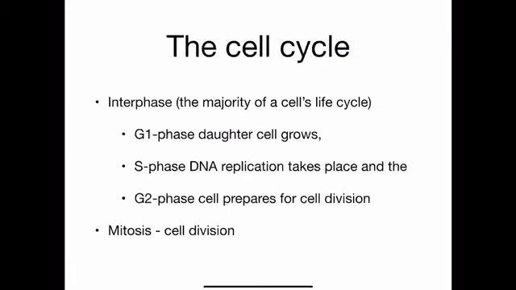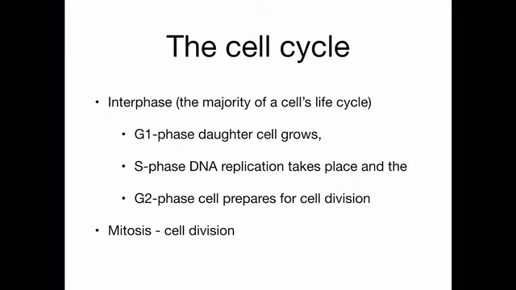So interphase is the major part of a cell's life cycle. It's the phase in which the cell spends the majority of its time. Interphase is divided into three phases, G1, S, and G2. In G1, the cell is physically getting larger. It is growing. In S, that's where DNA replication takes place.